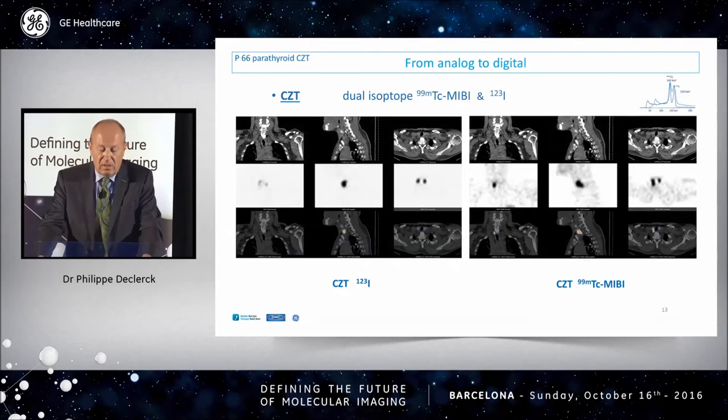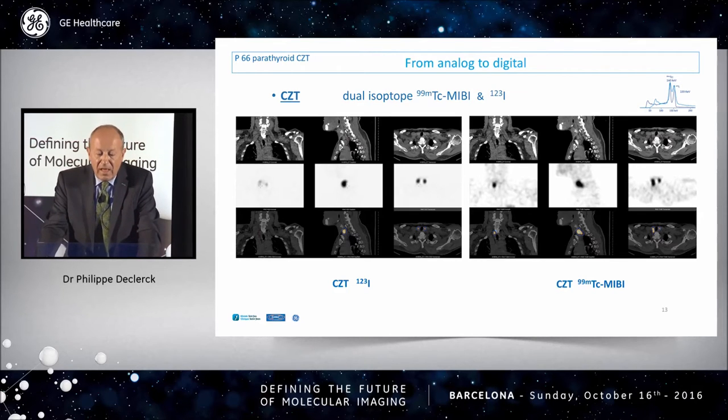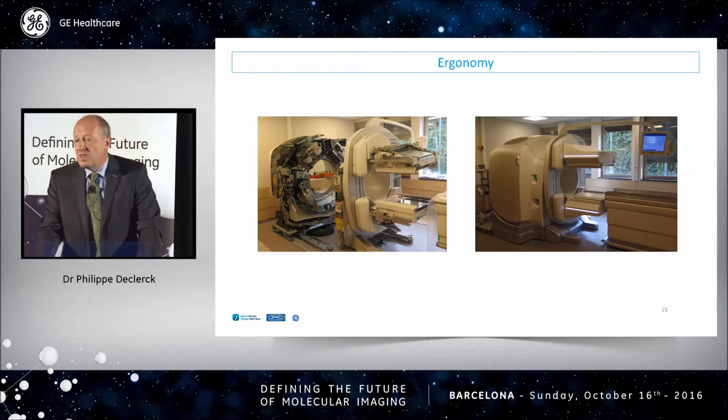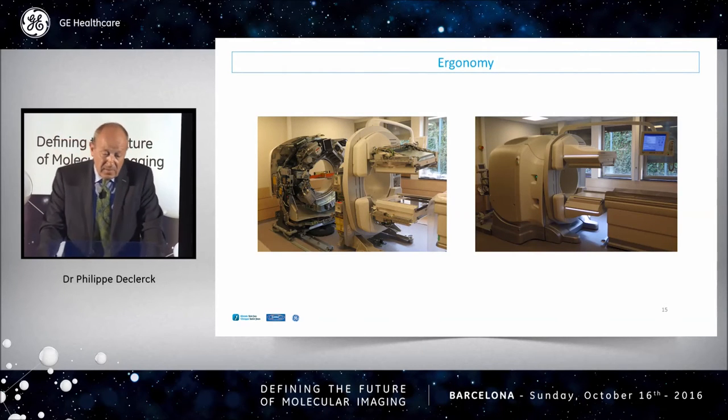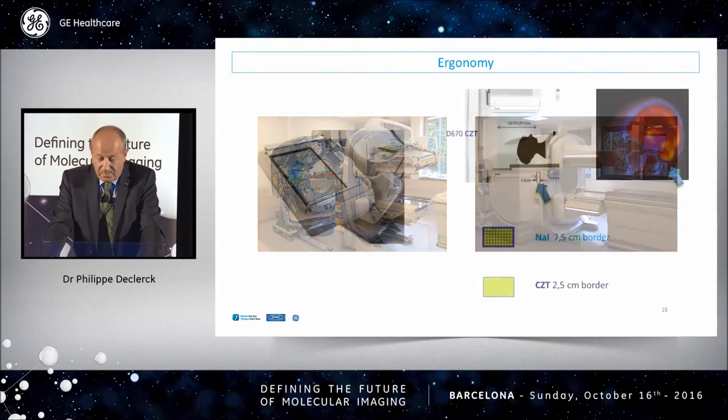Let's switch to the digital detector where you have sharp energy and you don't have any contamination in your iodine window from the technetium because of the energy resolution that is better. Smaller detection design, smaller gantry. Finally, it's a massive machine, but that's not our fault. That is the fault of the big CT scan.